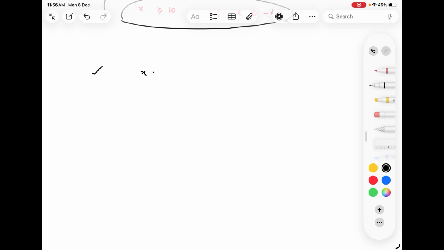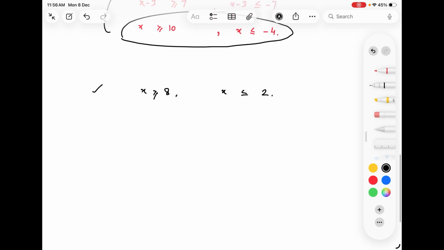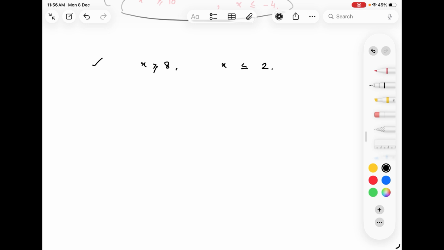x is greater than or equal to 8, x is less than or equal to 2. We need to express it in modulus form. So here I can simply give you a formula. The formula says absolute value of x minus m is greater than or equal to L minus m. Here m means the mean of the two values given, that is the smaller plus larger by 2, and L means the larger value.